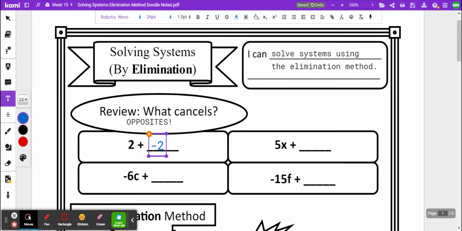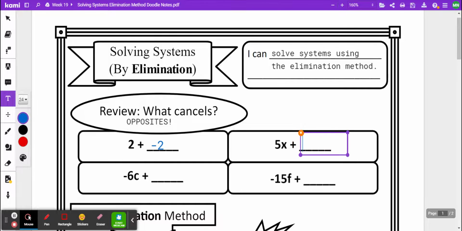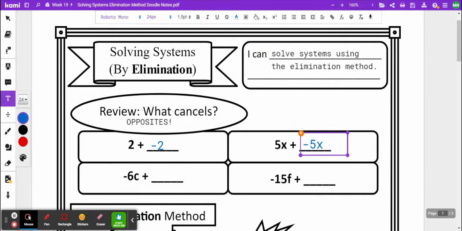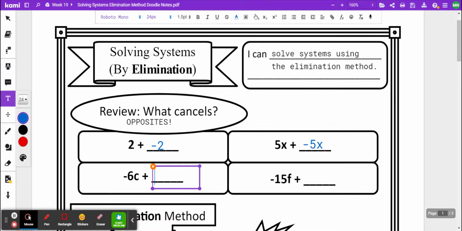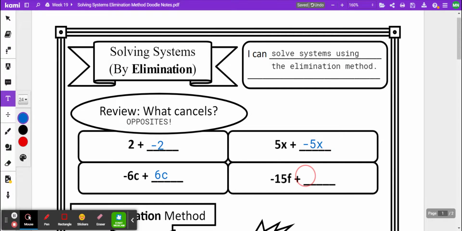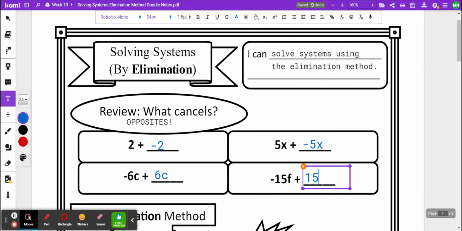All right. 5x and -5x. That would cancel out. Take a second and try the next 2. All right. -6c plus 6c would cancel out. And -15f and 15f would cancel out.